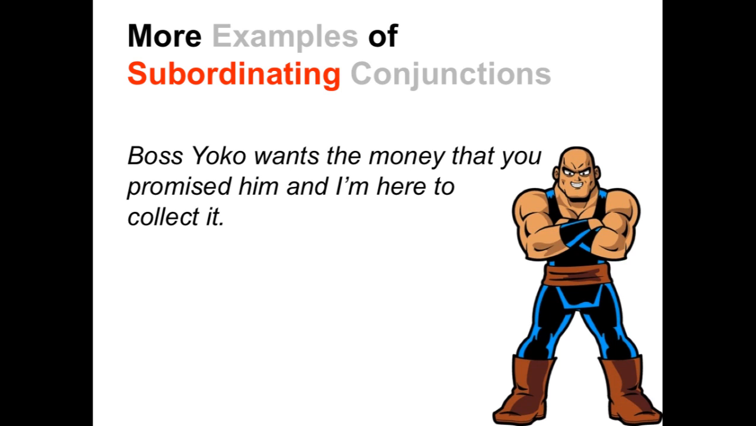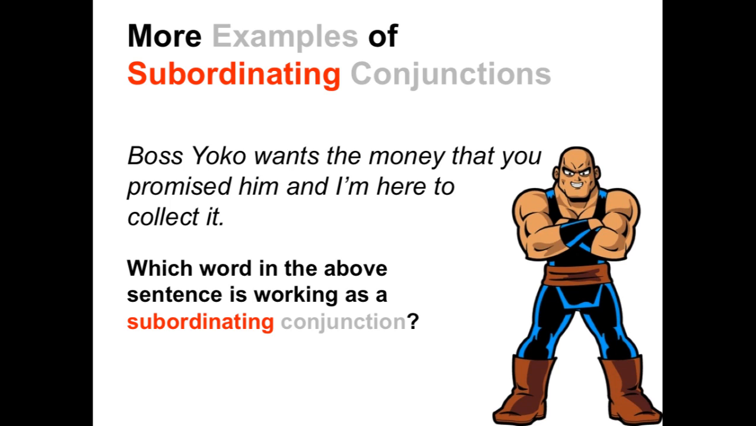Boss Yoko wants the money that you promised him, and I'm here to collect it. Which word in this sentence is functioning as a subordinating conjunction? Well, this sentence has three clauses. The first clause is, Boss Yoko wants the money. This is an independent clause. The second clause is, that you promised him. This is a dependent clause, and it's being joined to the independent clause with the subordinating conjunction that.